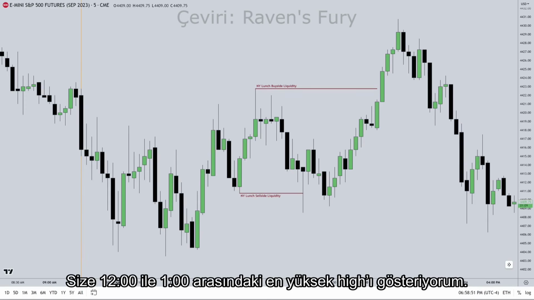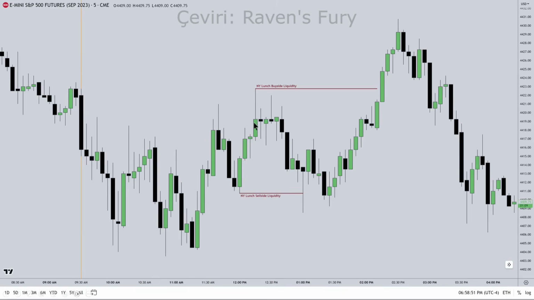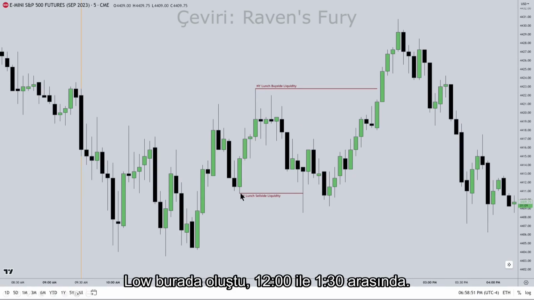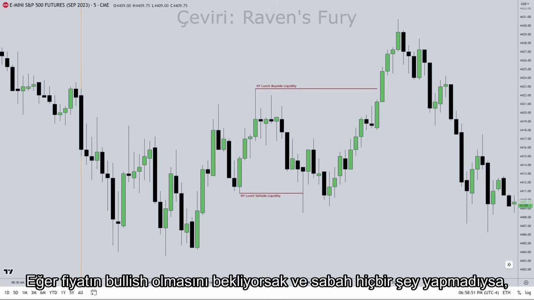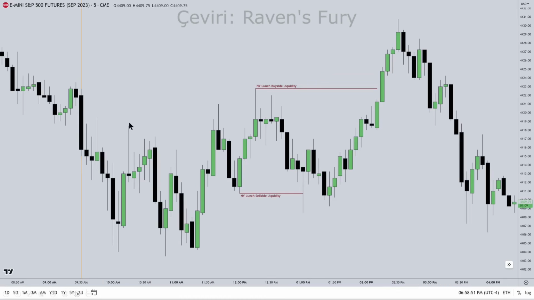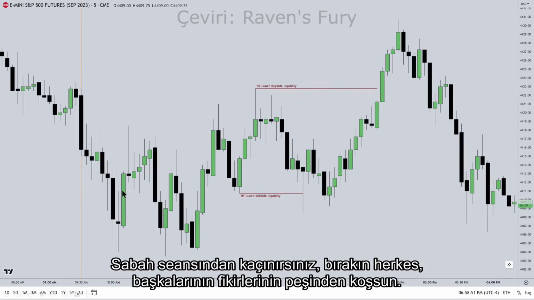I'm showing you the highest high between 12 and 1 o'clock because there's nothing higher than the high here. The low formed here between 12 o'clock and 1:30, that's the lowest low here. So we see this low, it drops down there. If we're expecting price to be bullish and it hasn't done anything in the morning, Powell's talking, and there's an afternoon event that's expected like FOMC, something to that effect, you avoid the morning session. Let everybody else chase everybody else's opinion.